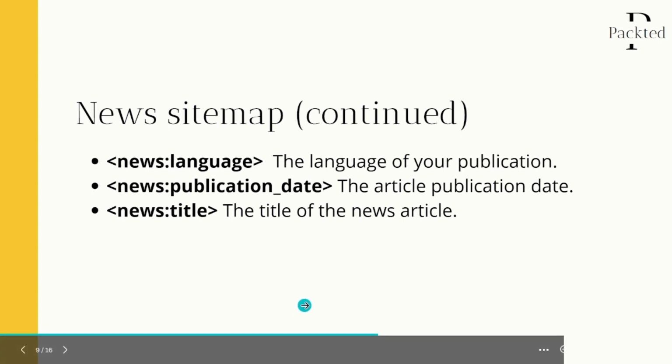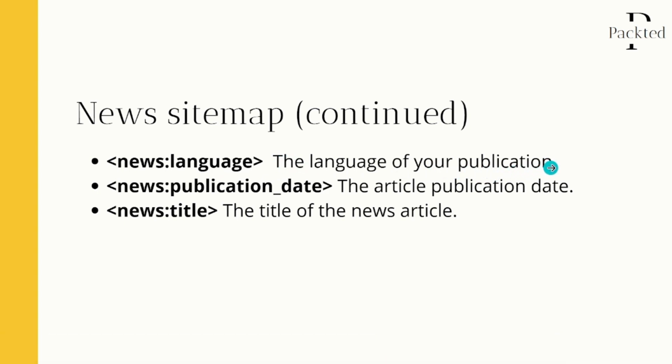And we are continuing from the last slide. So it says news language. So the language of your publication, the language of your article, whether it is English or maybe French or Hindi or, I don't know, any other language. The next is news publication date. This sounds simple. So when the article was published, and the news title, what is the title of the news.